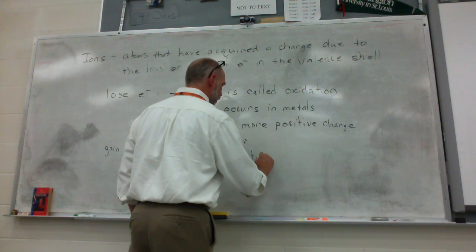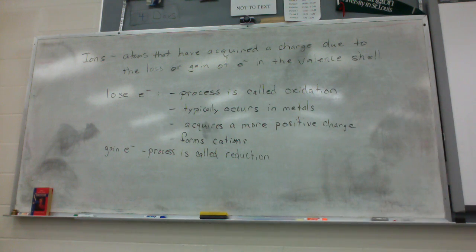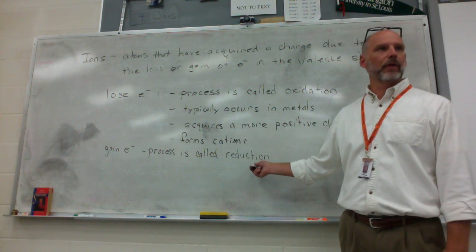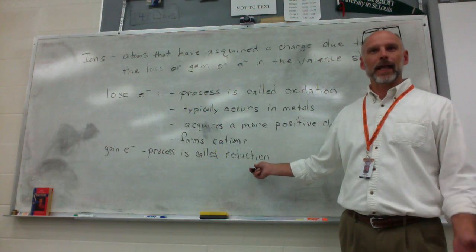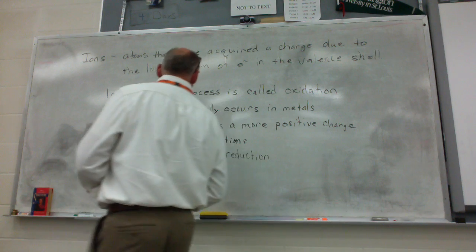It's kind of hard to learn one without the other, since they go hand in hand. You can't have one without the other. You can't have an oxidation without a reduction. You can't have a reduction without an oxidation. So, gaining electrons is called reduction. Some of you are having a little trouble with that right now, aren't you? To gain something is called reduction. Why is it called reduction?